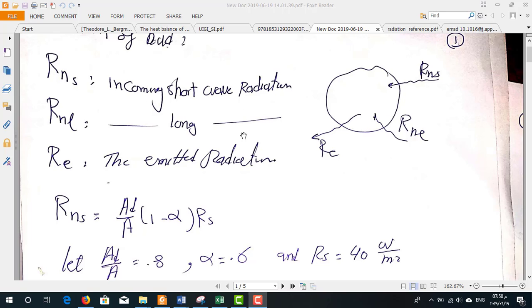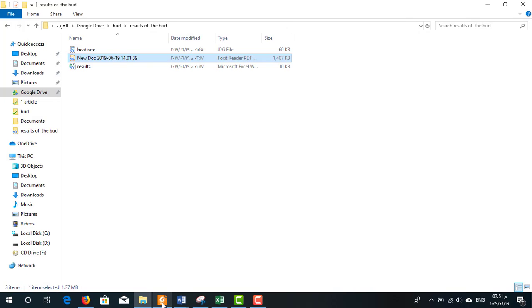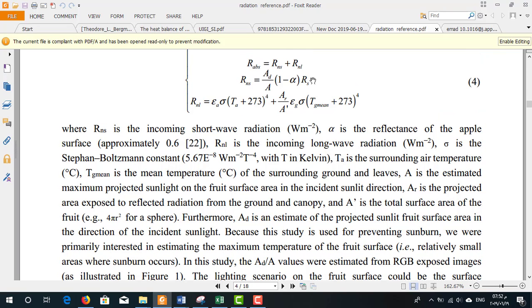For incoming shortwave radiation, we have the law RNS equal to AD over A times (1 minus alpha) RS. The AD over A ratio expresses the surface exposed to the radiation, and that changes from 1 to 0. We can go to this reference, where it is taken as approximately 0.6, and RS is equal to 40 as shown.